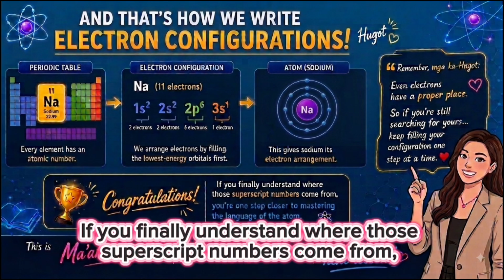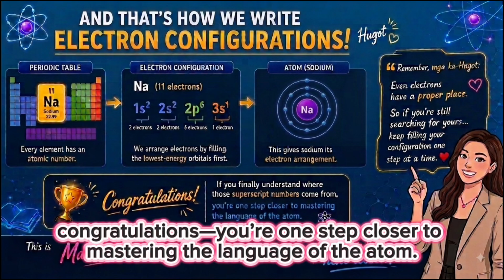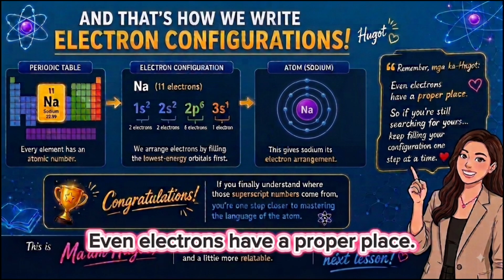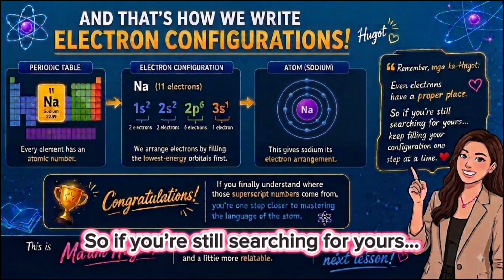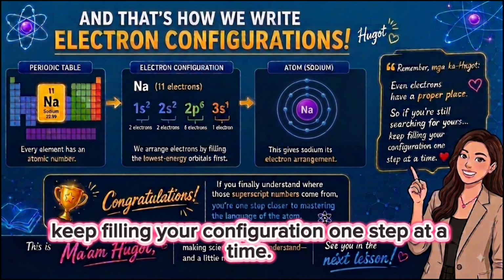If you finally understand where those superscript numbers come from, congratulations! You're one step closer to mastering the language of the atom. Remember, even electrons have a proper place. So if you're still searching for yours, keep filling your configuration one step at a time.